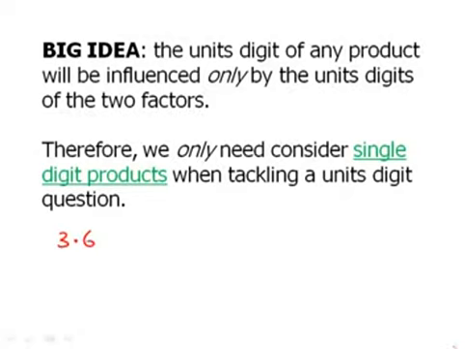3 times 6, we know, is 18. So if we multiply a units digit of 3 times a units digit of 6, I get a units digit of 8. That means any long number ending in 3 times any long number ending in 6 will be a long number ending in 8. In other words, all that matters is the units digits. The units digits of the two factors are the only thing that determines the units digit of the product. Now, if this is a hard idea to understand, what I strongly suggest is stop this video, pick up a calculator, and actually try this for yourself.